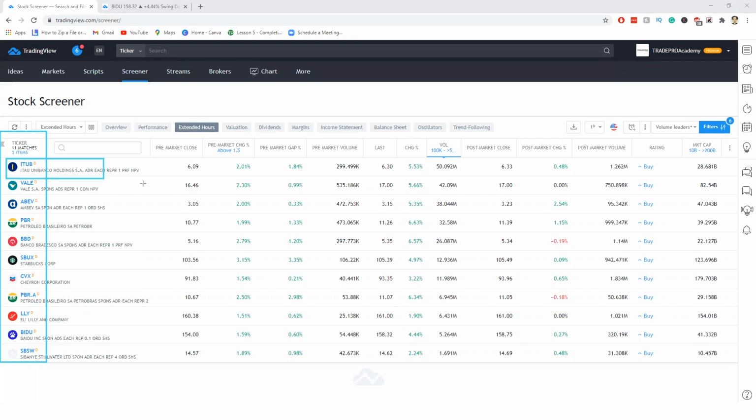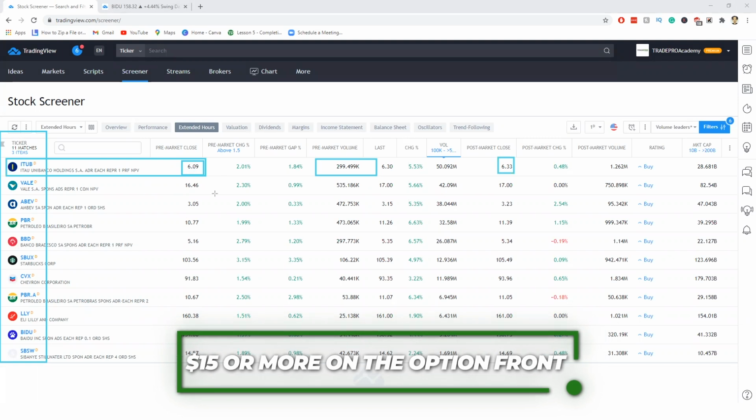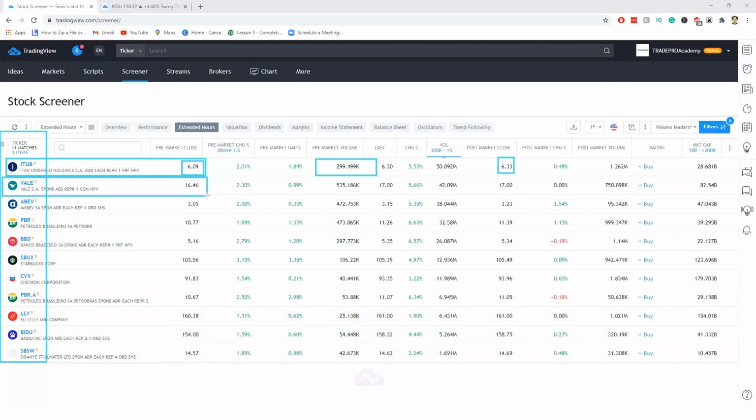We got a stock. I haven't even heard of this one, ITUB, which is around a $6 stock, right? Pre-market volume, very good. Had a little movement. I typically like trading stocks like $15 or more on the options front. So this one right here, VALE, I like it. This one is something that we've been monitoring for a while, right? It's got good pre-market volume, good general volume. It's a decent price, good pre-market change, right?